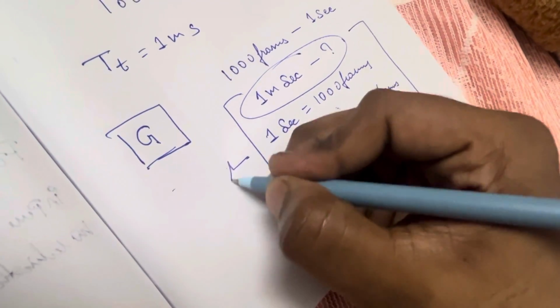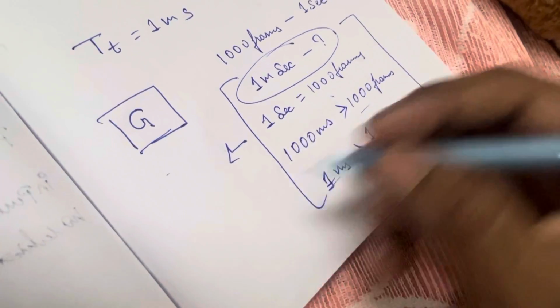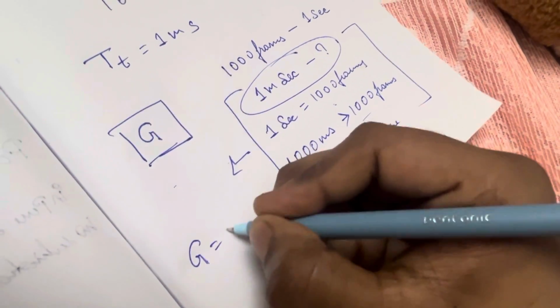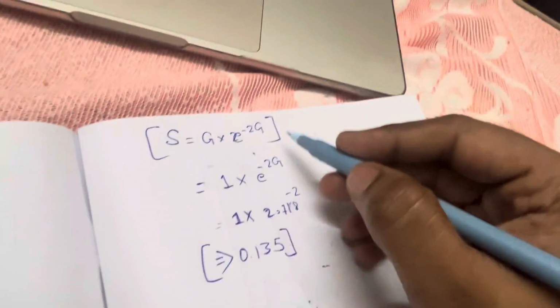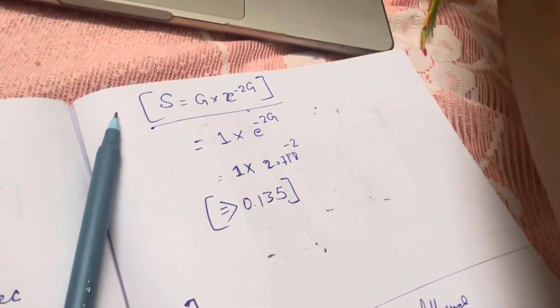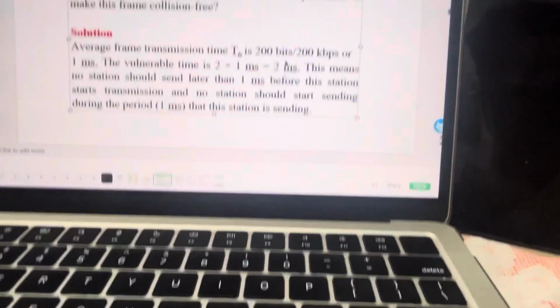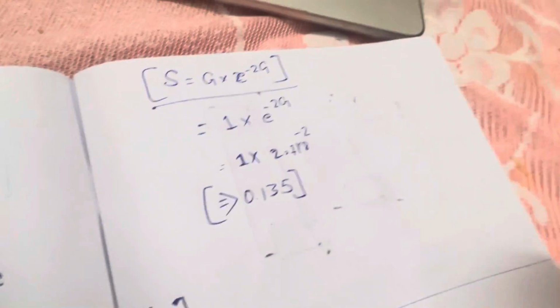So this is how we find G, where 1 millisecond is given as 1 frame. This is 1 frame. Therefore, G equals 1 millisecond, 1 frame. Now we're going to substitute this in our formula. S equals G into e power minus 2G. This is the formula to find what is collision free. To find collision free, this is the formula that we use. G into e power minus 2G.